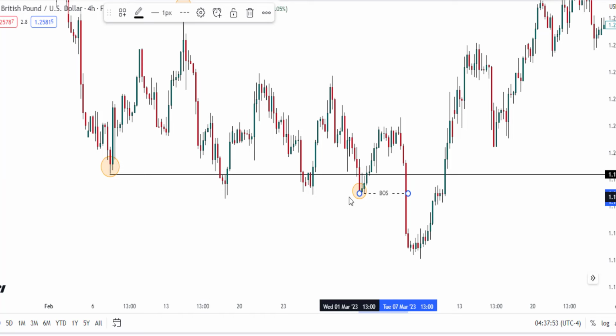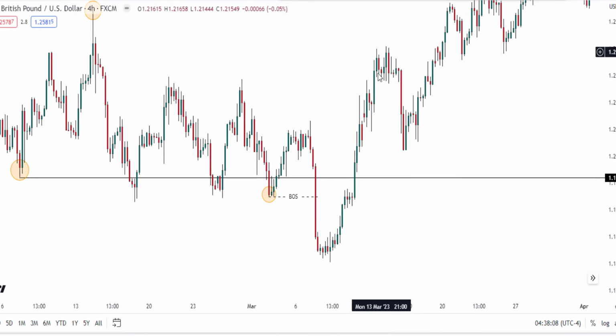I just marked out this because these levels are the same. Okay, these levels are the same, and then nowhere did we see a break of structure here. This is price coming to react here, bounce back, react here, bounce back. And this, we have a break of structure. Forget about this place. We had a break of structure.